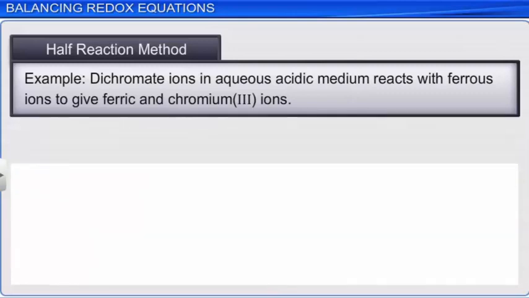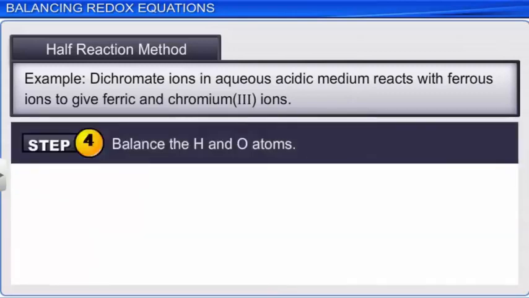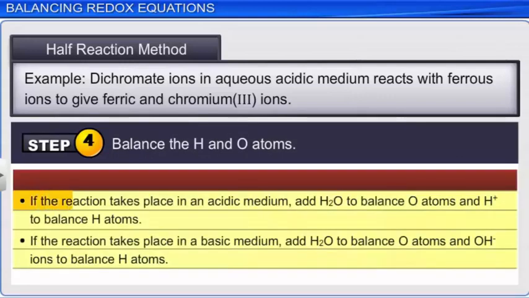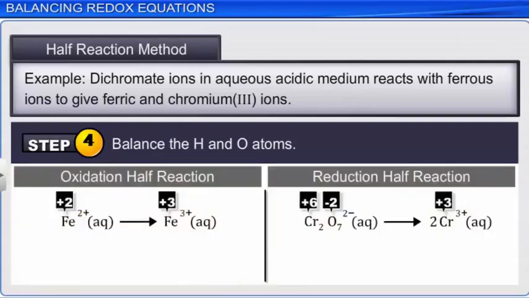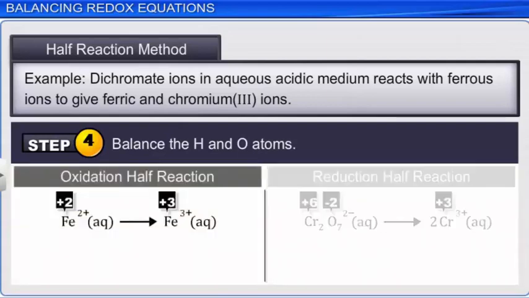Now in the fourth step, balance the H and O atoms. If the reaction takes place in an acidic medium, add H2O to balance O atoms and H plus to balance H atoms. If the reaction takes place in a basic medium, add H2O to balance oxygen atoms and OH minus ions to balance hydrogen atoms. In this case, in the oxidation half, there are neither oxygen nor hydrogen atoms.